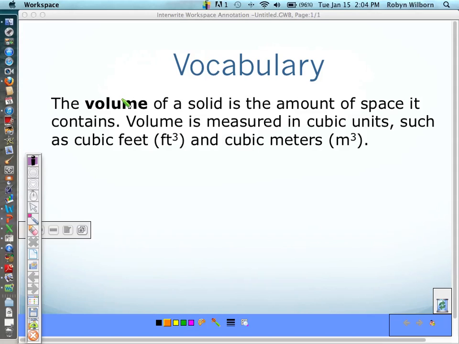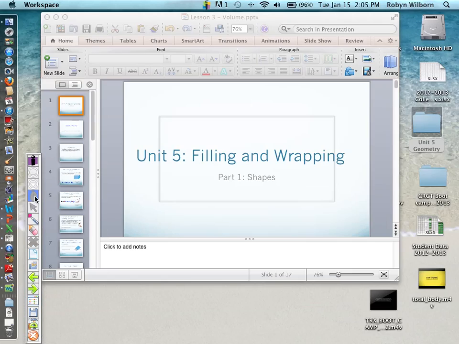This is the area that you want to make sure you're writing down. The volume of a solid is the amount of space it contains, and volume is measured in cubic units. Okay, that's going to be really important. That's the part that you need to have in your vocabulary. If you need to pause the video, go ahead and do that to make sure you're filling all that information in.